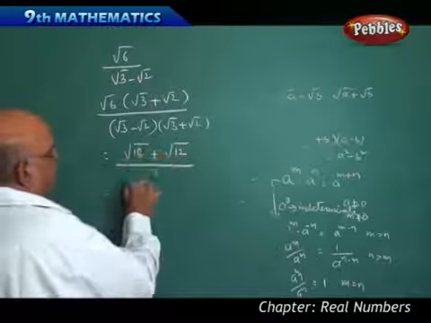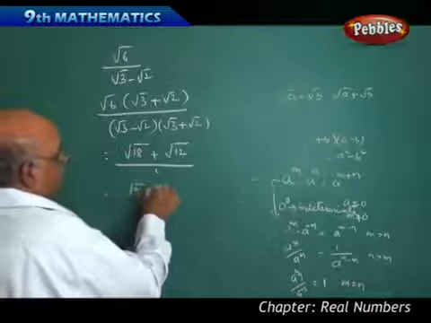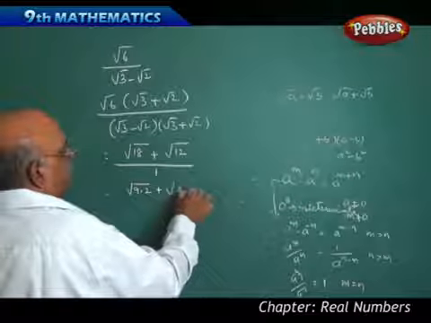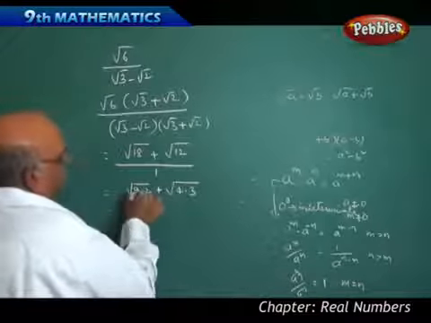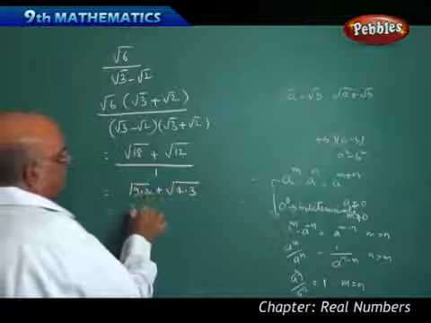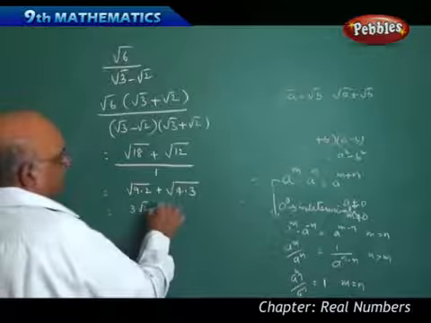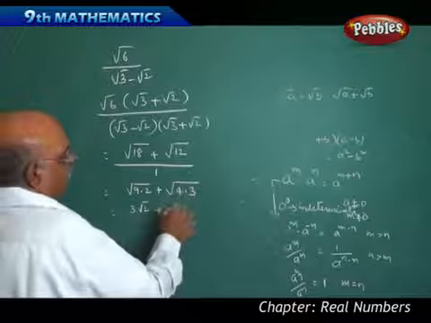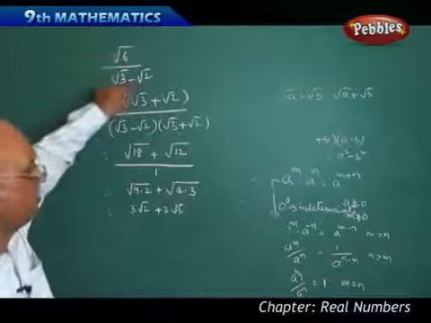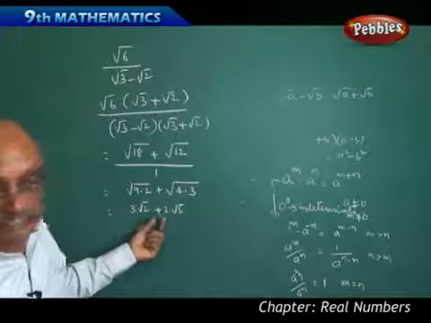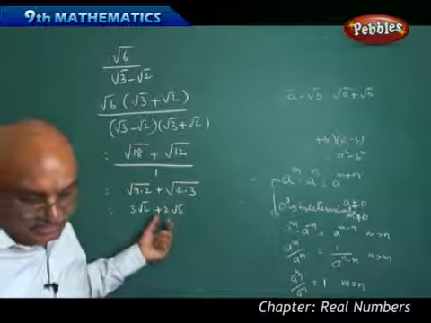I can write root 18 as 9 into 2, plus root 12 as 4 into 3. The square root of 9 is 3, so 3 root 2, plus the square root of 4 is 2, so 2 root 3. Therefore, root 6 by root 3 minus root 2 can be written as 3 root 2 plus 2 root 3.